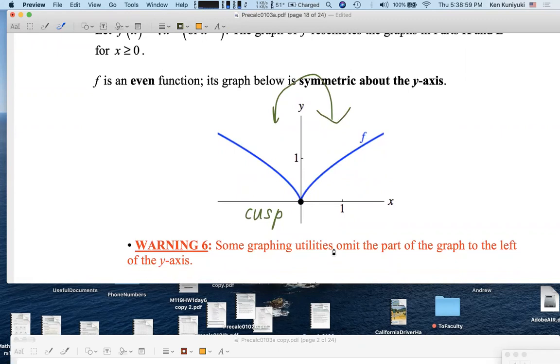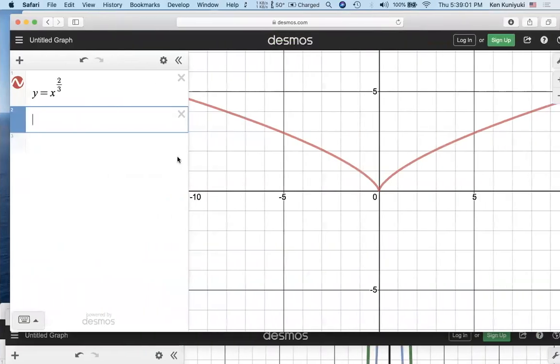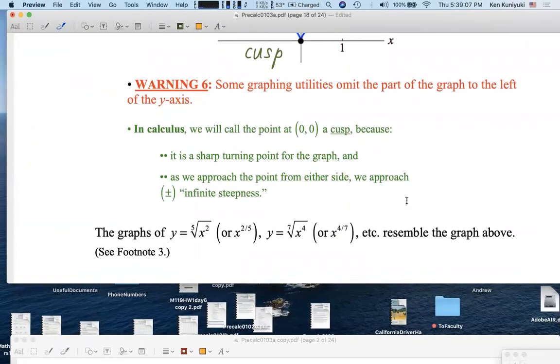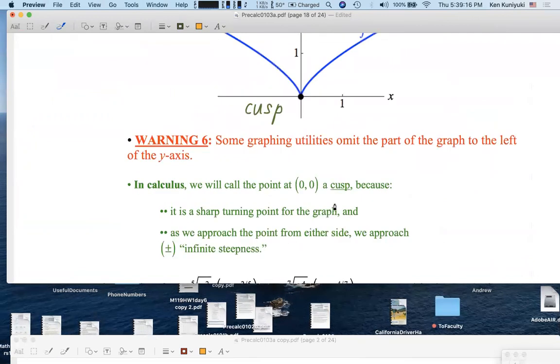Many graphing calculators have a hard time doing this. Desmos can do it. Y equals x to the 2/3. Okay. In general, if you have x to a proper fraction, even over odd, you get a bird beak like the above, like x to the 2/5 or x to the 4/7.